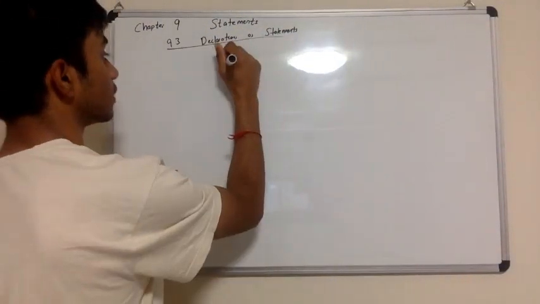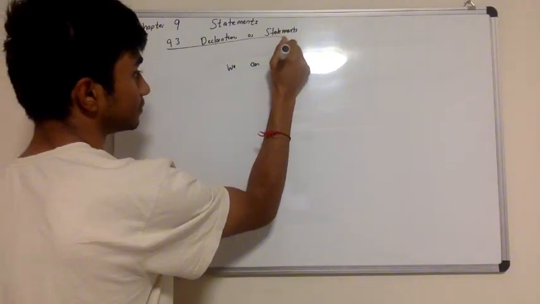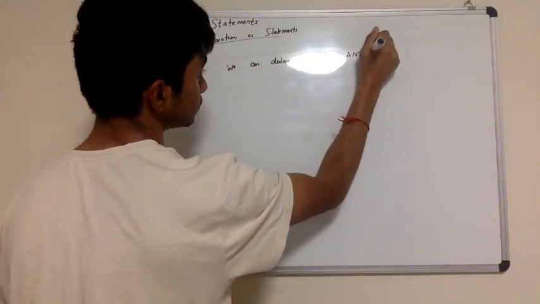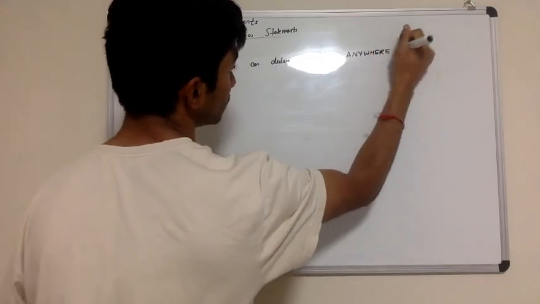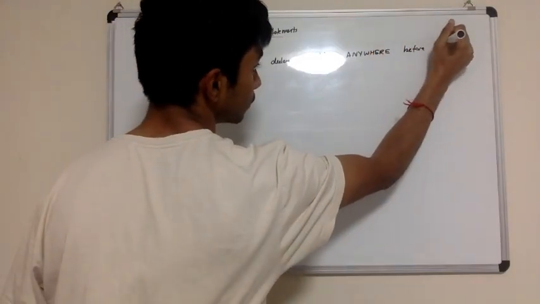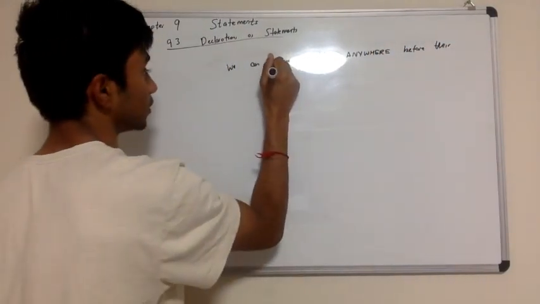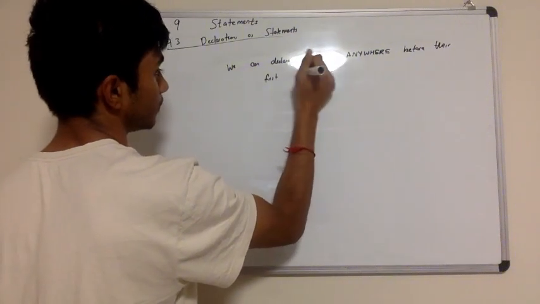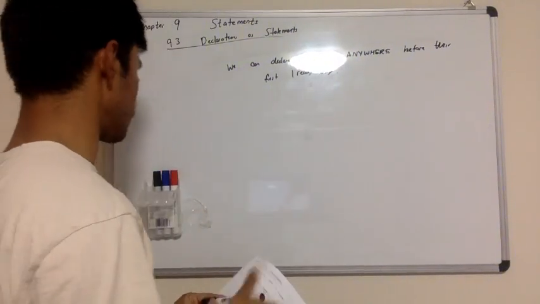We can declare variables just about anywhere before their first usage. The first usage, but I guess more specifically, the first read usage.